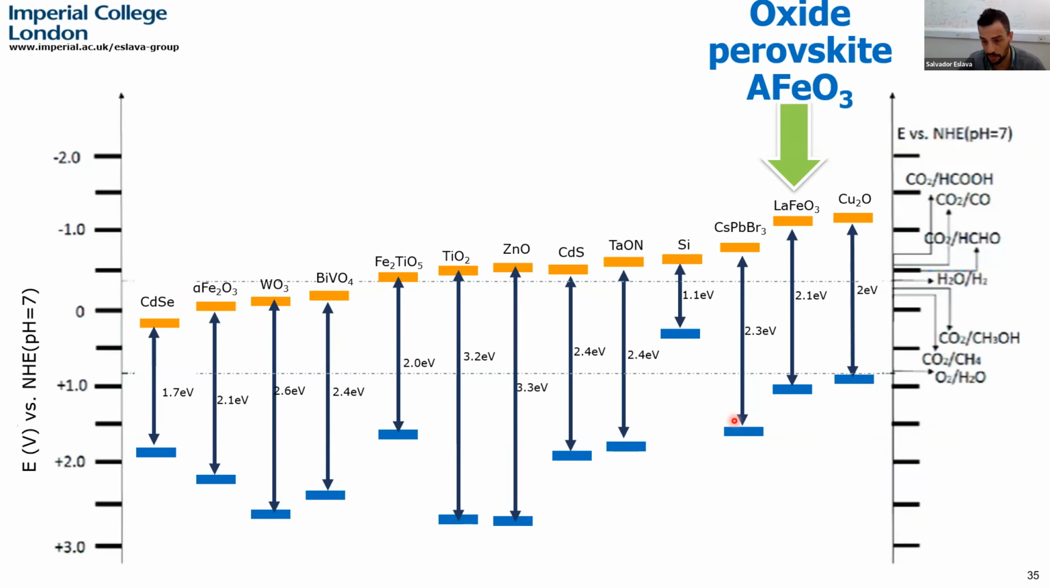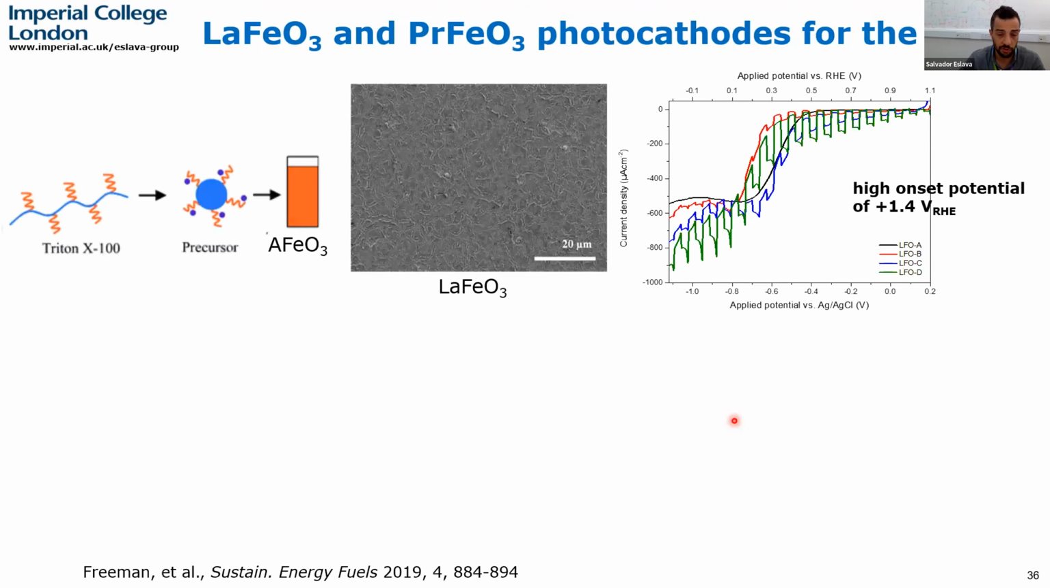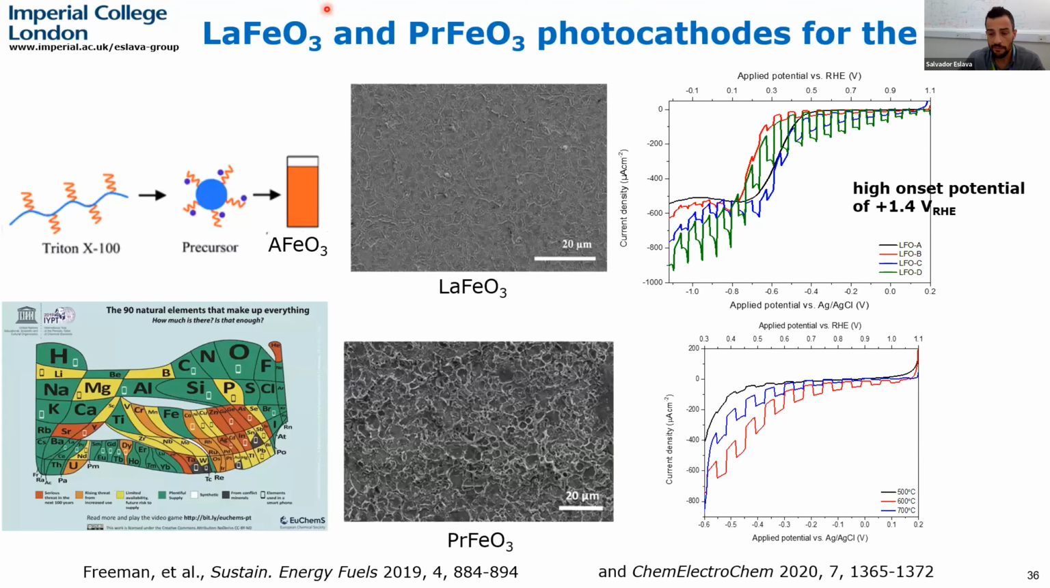Finally, we have also done a lot of work on oxide perovskites, and we have found that we can prepare oxide lanthanum ferrite and oxide praseodymium ferrite photocathodes that show very good photocurrents of 200 microamperes per square centimeter and very high onset potentials at 1.4. Lanthanum ferrite had been studied before, but with lower photocurrents and difficult synthesis. But using Triton X100, precursors and spin coating, we could obtain very good films.